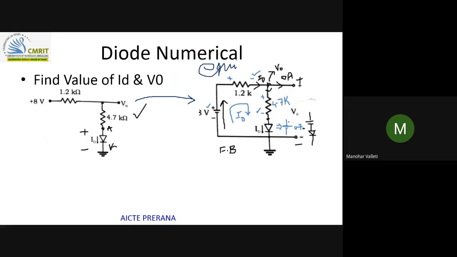Once the diode is forward biased, replace it with the cut-in voltage and apply the equation for ID. So this is 8 minus ID into 1.2k minus I2 into 4.7k. Solve simultaneously with me. Minus 0.7 equal to 0.